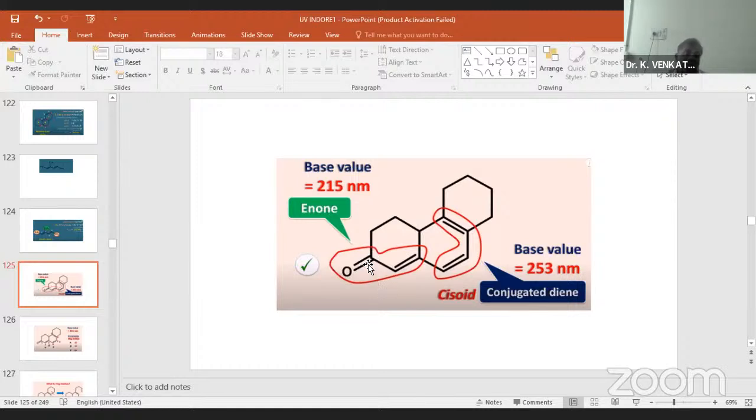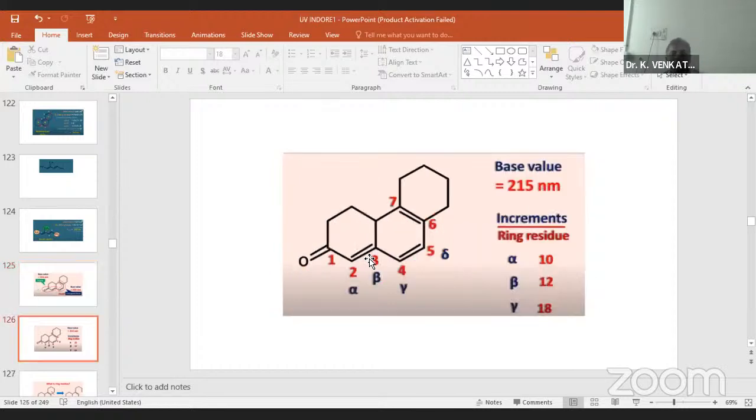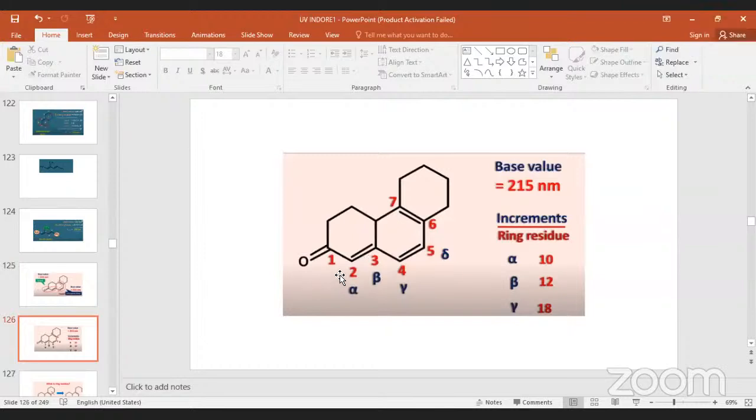This side and the ketone near, don't consider for ring residue. Ketone near, we don't consider for ring residue. So keep in mind, this is an important point. This is the starting point, this is the end point. Near the ketone, ring residue or any substituent we cannot consider. So now we can calculate.